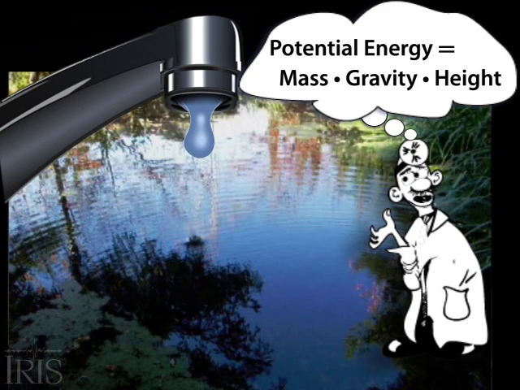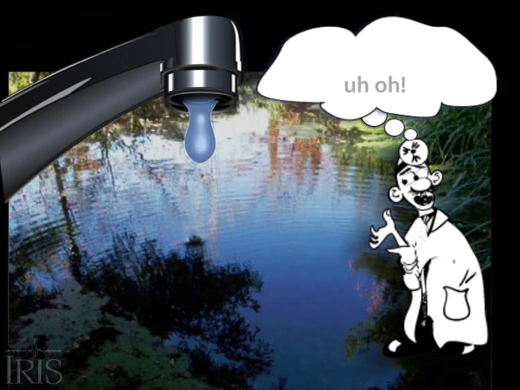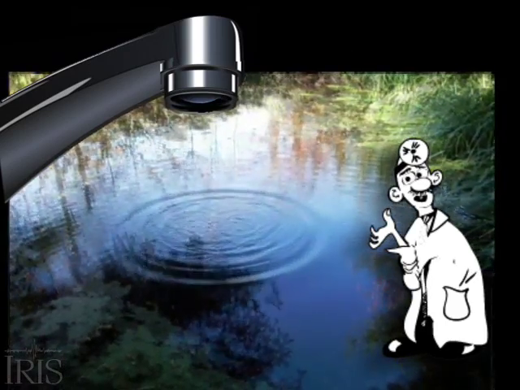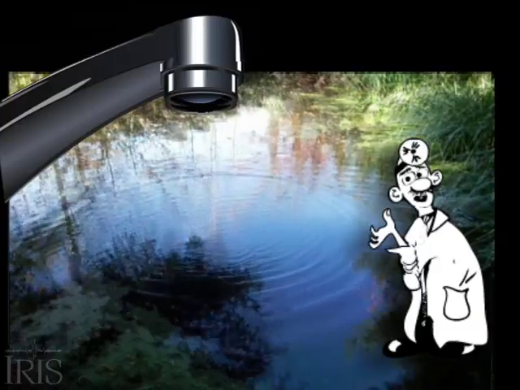In this case, the drop's potential energy is primarily dependent on the mass of the water and its height. Eventually, the drop becomes too large to be suspended, and it falls and strikes the surface of the pool below.